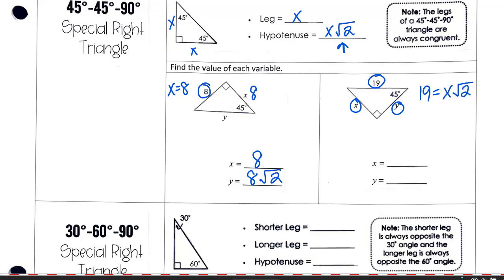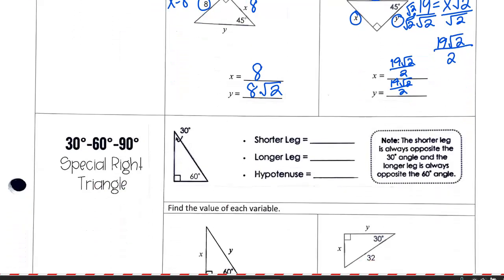And now let's solve for x. So we're going to divide both sides by the square root of 2. And then that's our answer. But remember, we can't have a radical in the denominator, so we need to multiply by the square root of 2 over 2. That's going to give us 19 square root of 2 over the square root of 2 times the square root of 2, which is just 2. And there's our answer. That means that both of those legs are 19 square root of 2 over 2. And that's our answer. So that's for a 45, 45, 90.